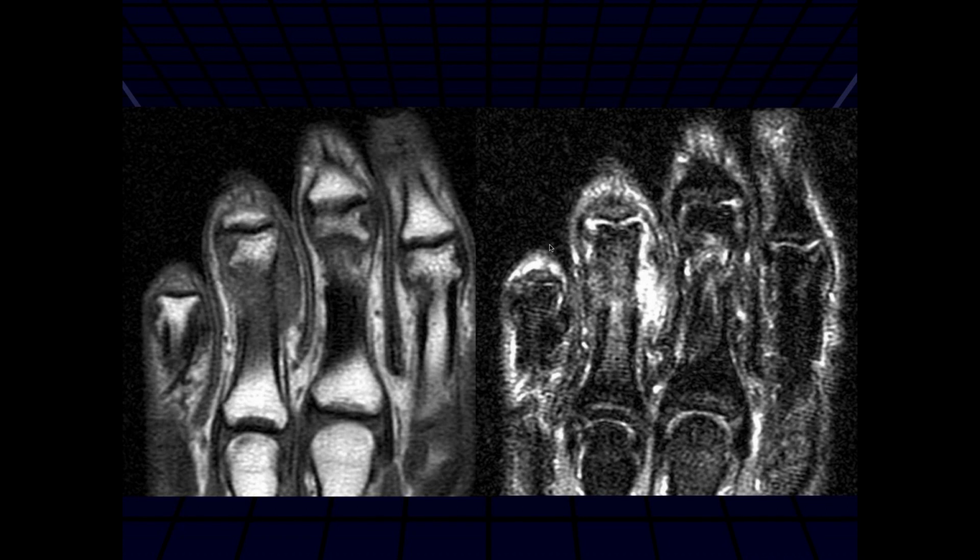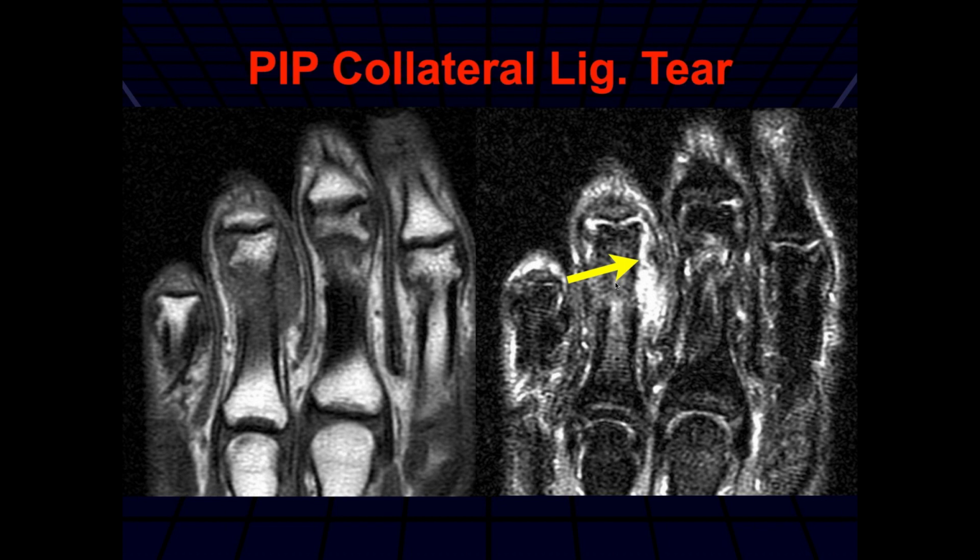So we're looking at, it looks like, the fourth digit along the radial aspect of the shaft. There's all this edema, and it looks like there's probably separation of that collateral ligament pulled off with fluid tracking proximally, so probably a complete proximal tear. Yep.